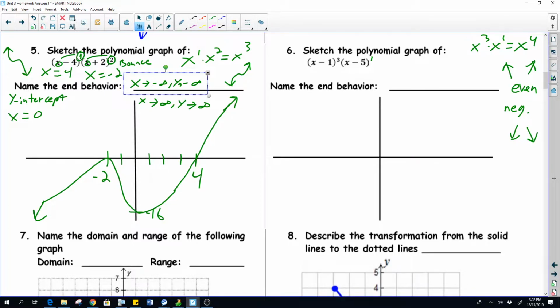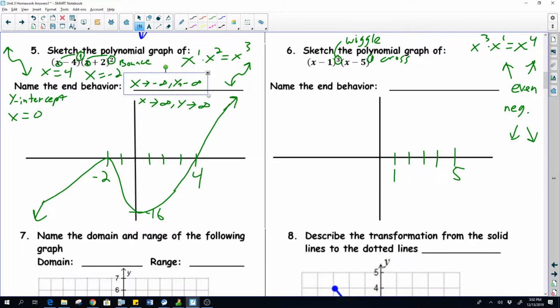So number 6, though, we have cube. That means wiggle through, right? I don't know if you remember that. So that means to slide through or wiggle through. And this one just means to cross through. Awesome. So we're going to use that x equals not -5, but 1, 2, 3, 4, 5. We're going to cross through. And then at x equals 1, we're going to wiggle through.